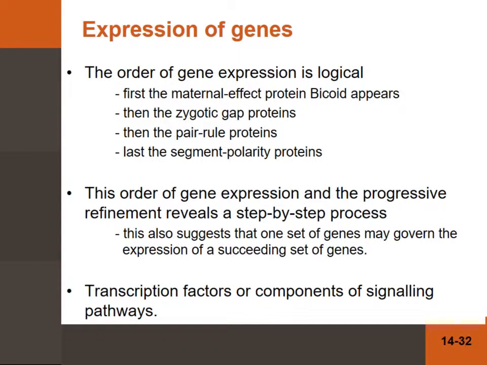So it was found that the order of gene expression was quite logical. First, the maternal effect protein bicoid appears. That's followed by the zygotic gap proteins, then the pair rule proteins, and lastly, the segment polarity proteins. This order of gene expression and the progressive refinement in terms of where the genes are expressed revealed a step-by-step process. And this also suggested that one set of genes may actually govern the expression of a succeeding set of genes.